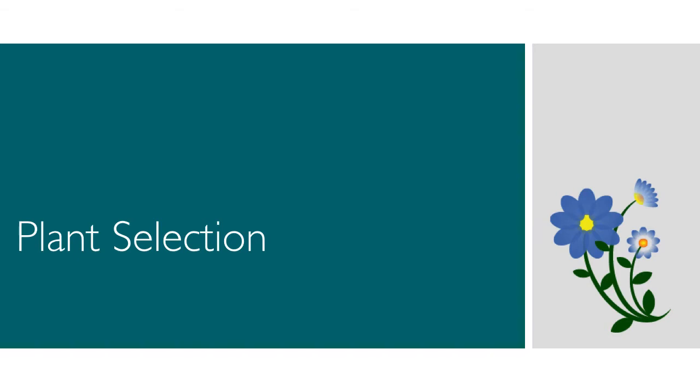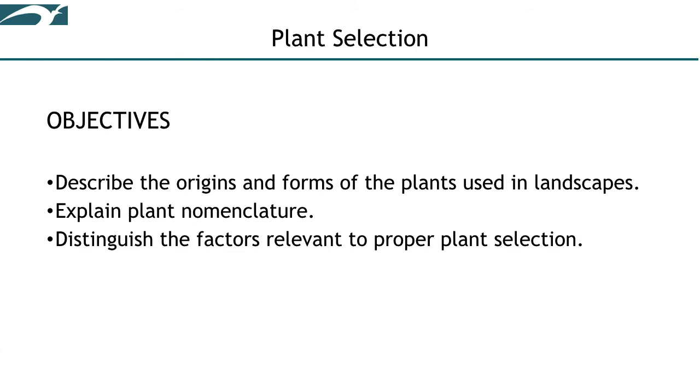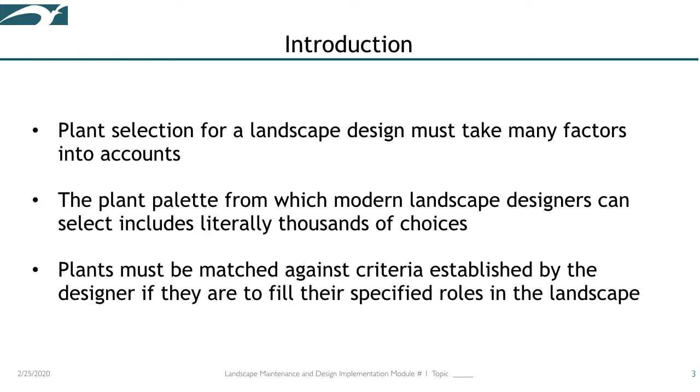Hello, today we will be looking at plant selection. The objective here is to describe the origin and the forms of the plants used in the landscape. We will be explaining the nomenclature of the plant structure and distinguish the factors that are relevant to proper plant selections. Plant selection for landscape design must be taken into consideration.